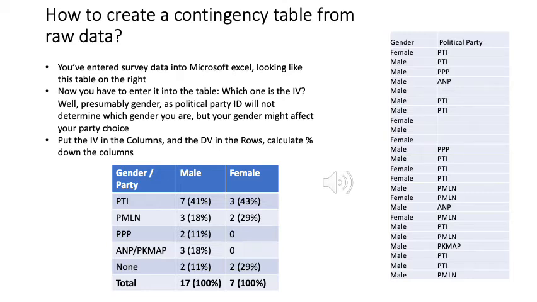and then you count. How many males were PTI voters, how many males were Noon League voters, how many males were People's Party voters, and so forth. And do the same thing for females. How many females were PTI voters, Noon League voters, and so forth. And then you put the total for males, 17 men, and 7 women. And then you calculate the percentages, because that's what you want to compare. It's all about the percentages.